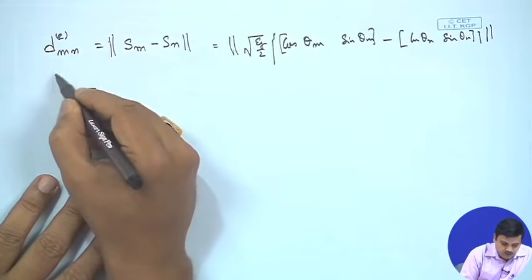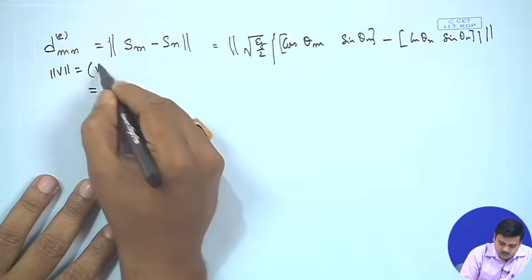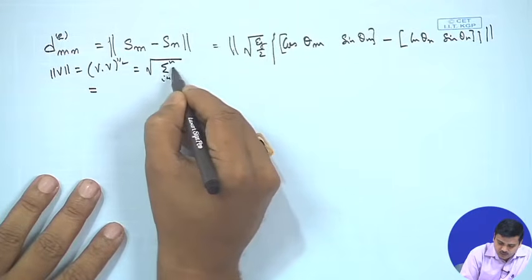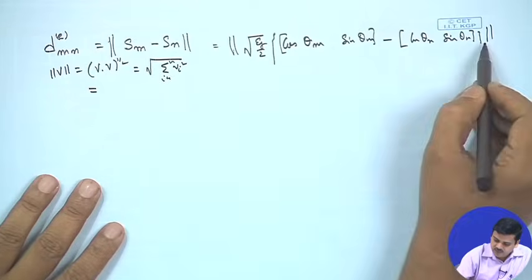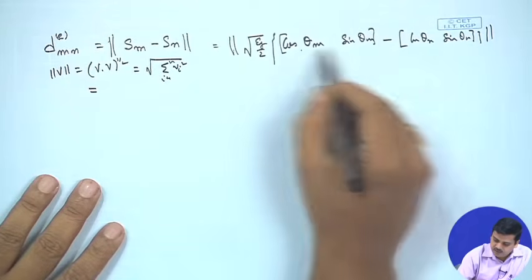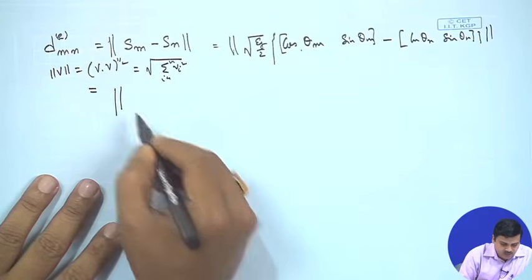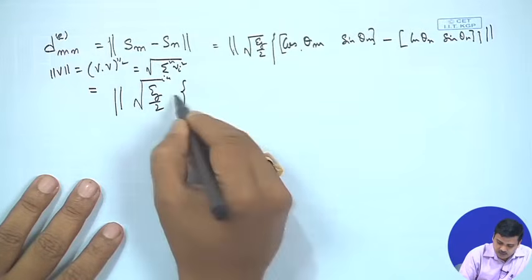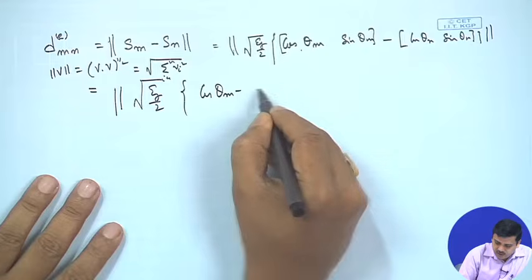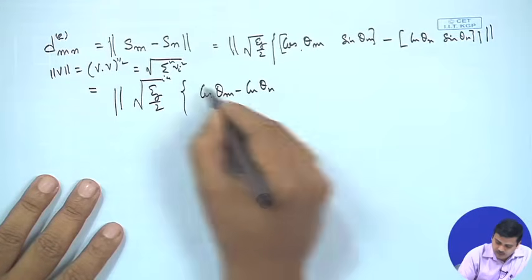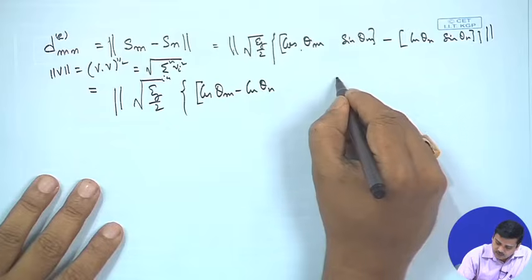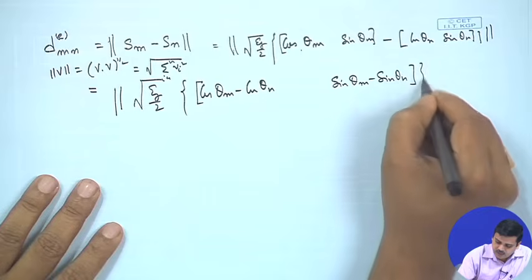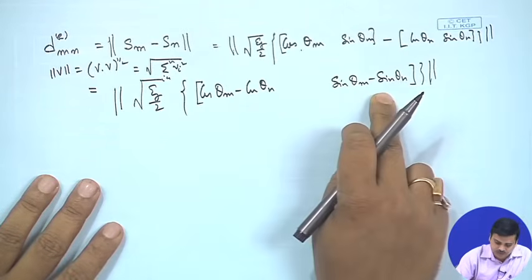how you evaluate the norm. If you remember, the norm of v was v dot v to the half, or the square root of the sum over i equals 1 to n of v i squared. Since we have this as a vector, we are going to take the subtraction of the first component and the second component. So, we still have to calculate the norm of Eg by 2 times the first component, cos theta m minus cos theta n. This is the first component, and the second component is sin theta m minus sin theta n.